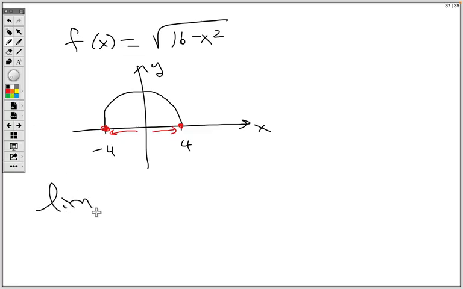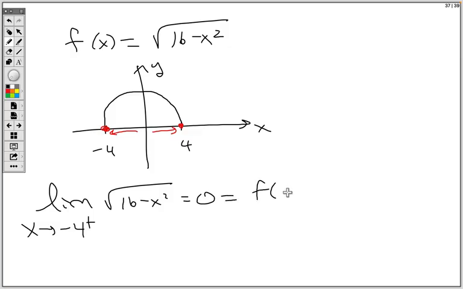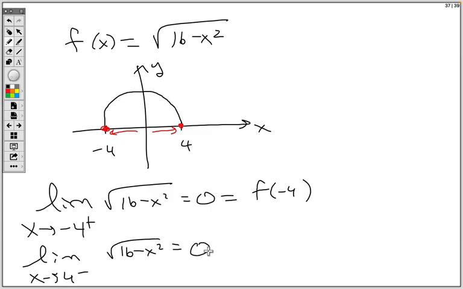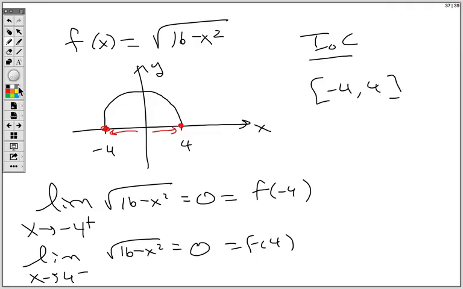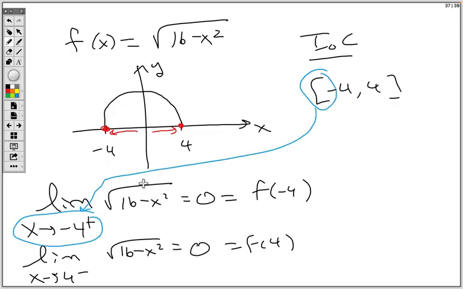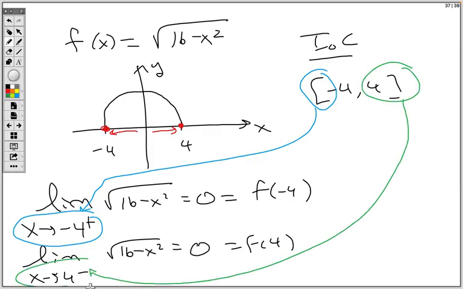So since the limit as x goes to negative 4 from the right of the square root of 16 minus x squared is 0, which is the function value at negative 4, and the limit as x comes into 4 from the left of the square root of 16 minus x squared is 0, which is f of 4, we can write the interval of continuity using those brackets. The bracket here corresponds to continuity from the right, and the bracket here corresponds to continuity from the left. So that'll do it for that example.